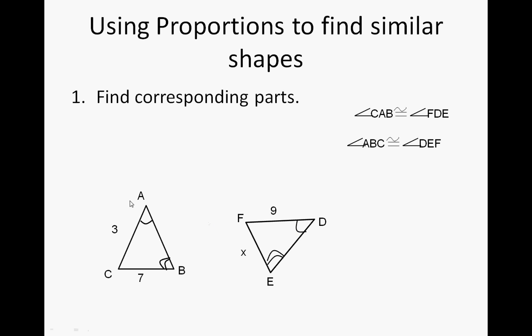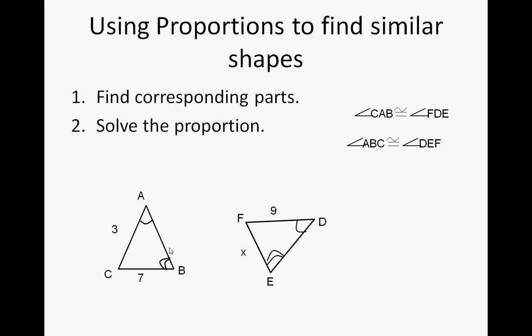The other one would be angle ABC is congruent to angle DEF. So now we know that these two triangles are similar because two of their corresponding angles have the same measure, which therefore means the third one has to have the same measure because you can only have 180 degrees in a triangle. So now we can solve a proportion and find out what this missing side is.